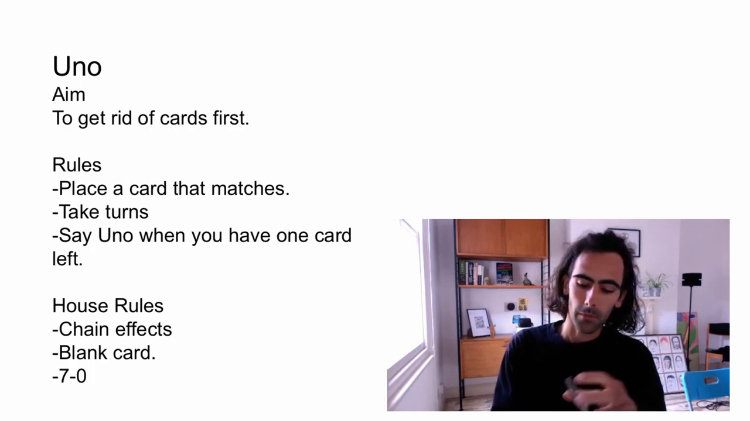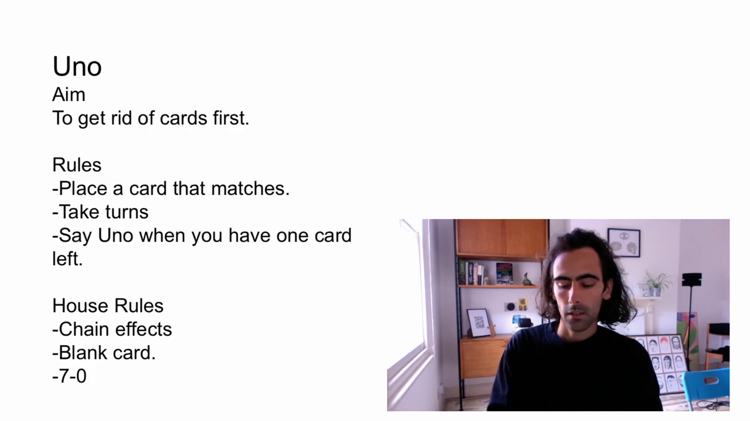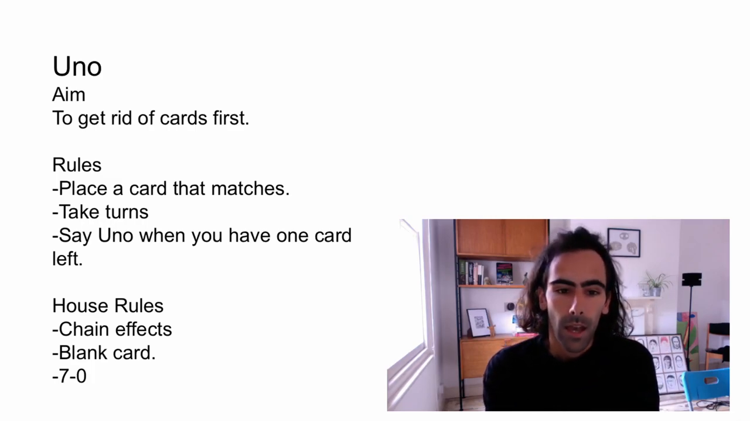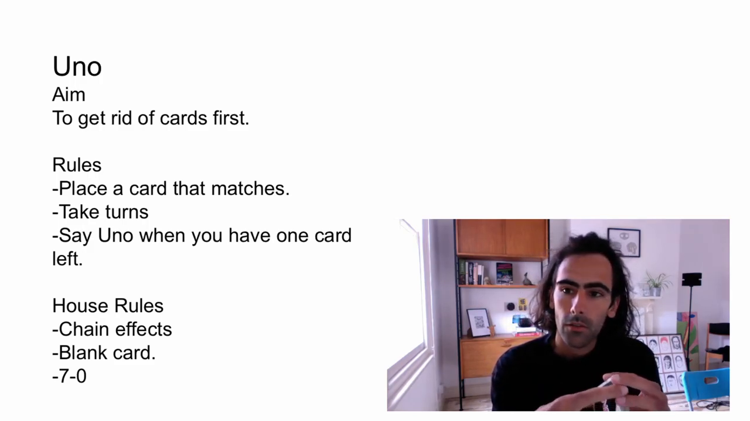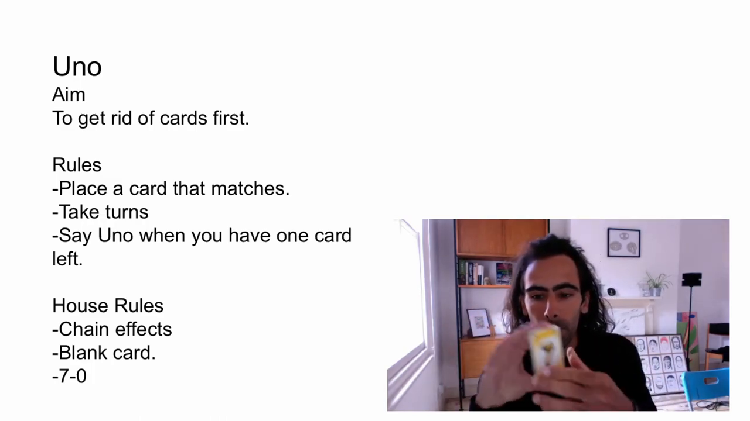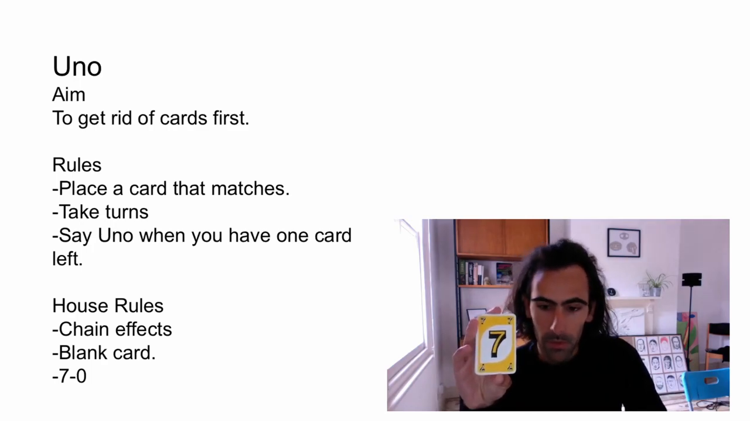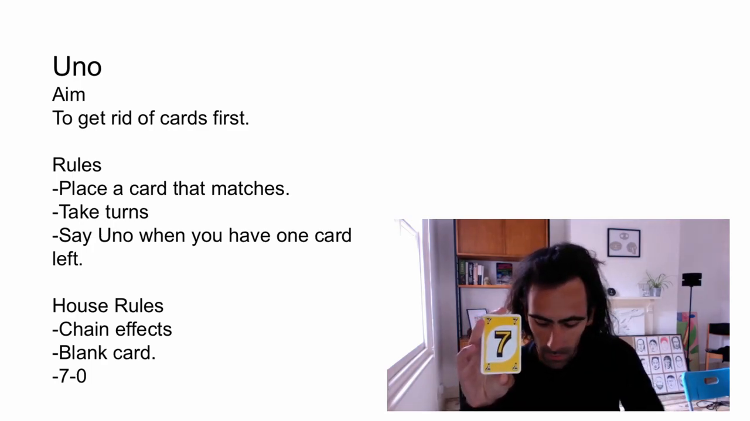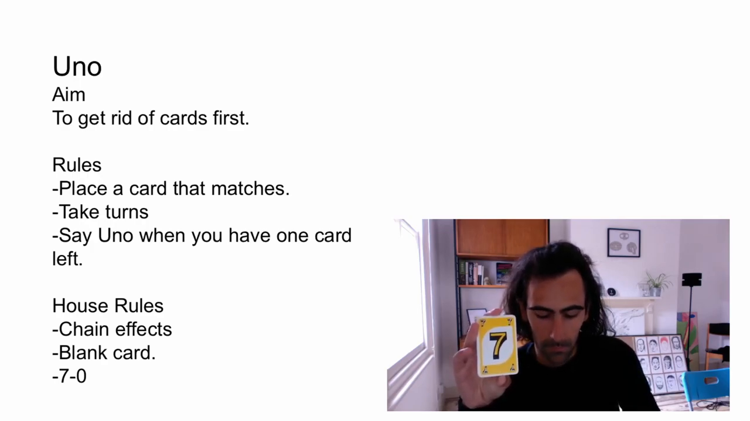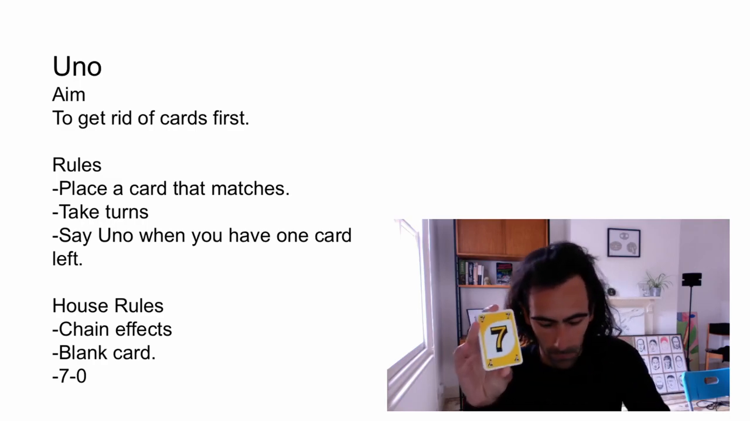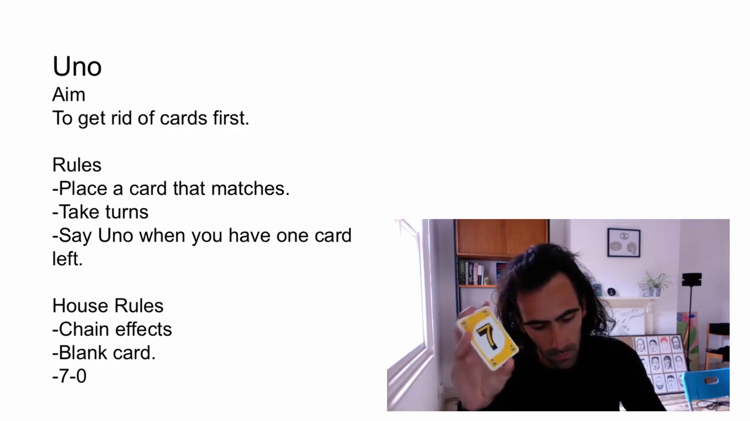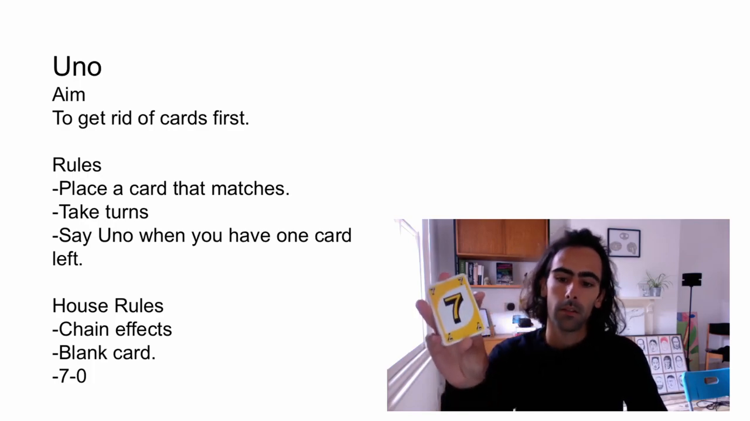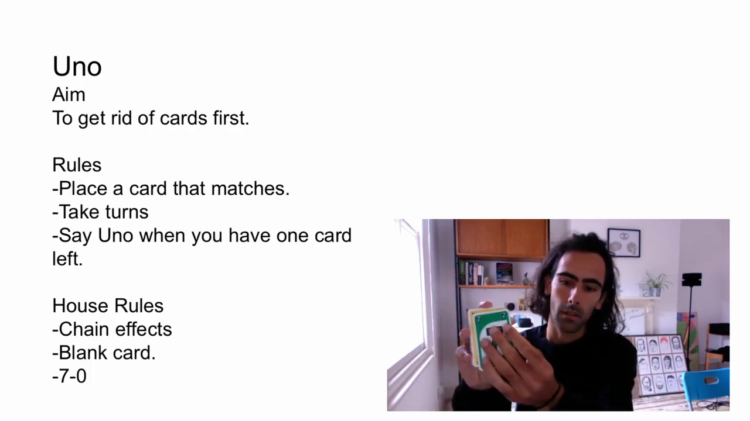With Uno, if you haven't played it before, it's usually two or more players. You get given a set of cards, and the aim is to get rid of them first. You do that by placing down cards that match. So there'll be one card in the middle, and on top of this card, I can place a yellow card. So there's a four, this could go on here, or I can place a seven of a different color. So this green seven would be fine.